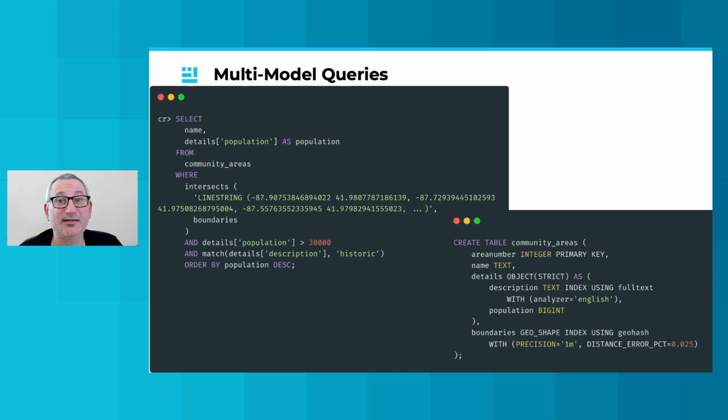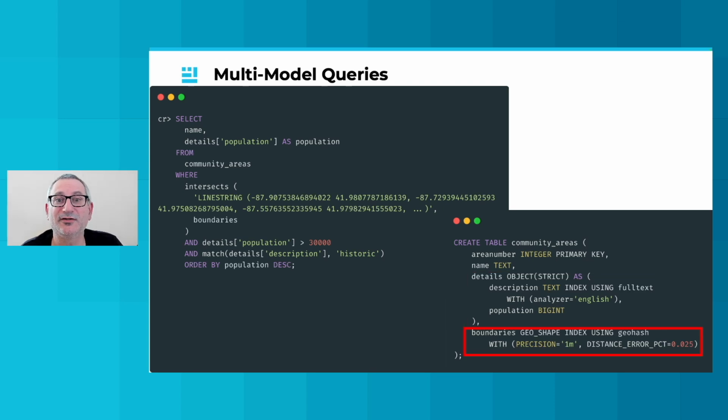And here's the table schema for the community areas table. The details field is an object with a defined schema of its own. Recall that CrateDB also supports dynamic schemas for objects and that all fields will be indexed, ensuring the best query performance. Inside the details object, the description field is stored as text, with full text indexing. Don't forget that vector and hybrid searches are also possible with CrateDB.